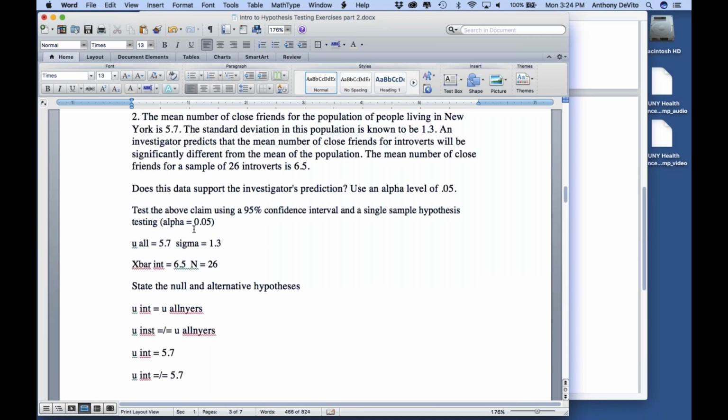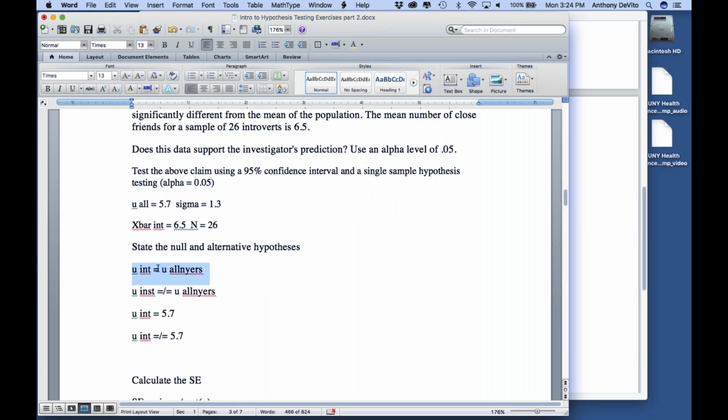Remember, the null hypothesis stated that the two were equal. Once we reject that, say that that's wrong, we can accept the alternative that they're different. So we've proved, with less than 5% chance of being wrong, that there's a difference between the null hypothesis and the alternative hypothesis. In other words, a difference between the population mean for all New Yorkers and the population mean for introverts.